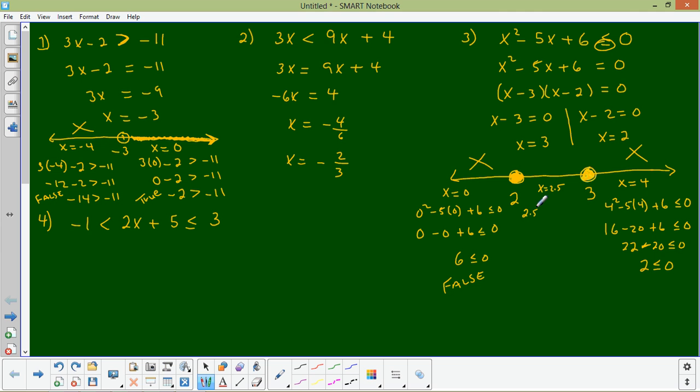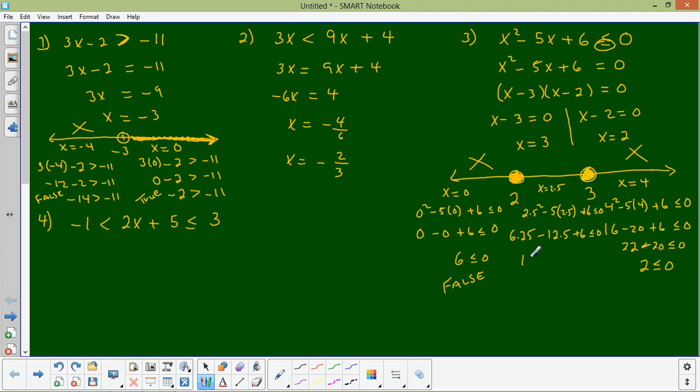And so we got 2 and 5/10 squared minus 5 times 2 and 5/10 plus 6. And is that less than or equal to 0? Well, that gives us 6.25 minus 5 times 2.5, which is 12.5, plus 6. Is that less than or equal to 0?